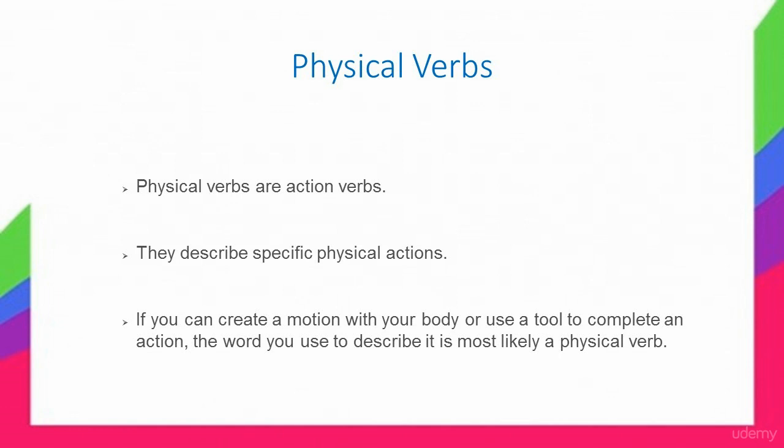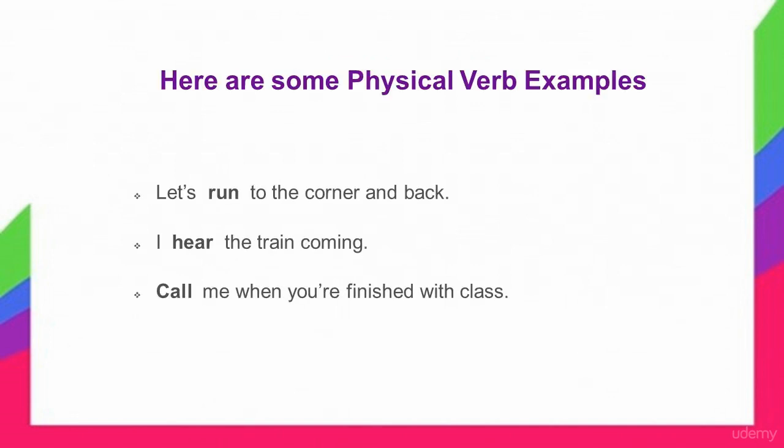If you can create a motion with your body or use a tool to complete an action, the word you describe is most likely a physical verb. Here are some physical verb examples. The physical verb examples in the following sentences are in bold for easy identification. Let's run to the corner and back. I hear the train coming. Call me when you've finished your class.